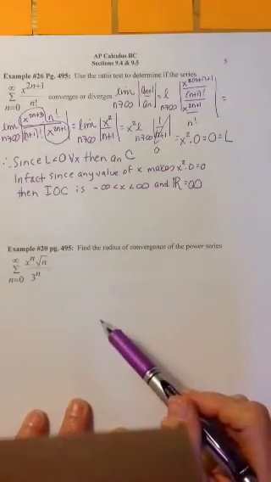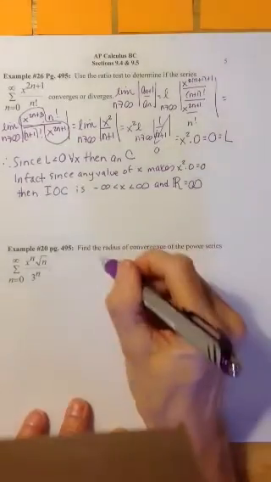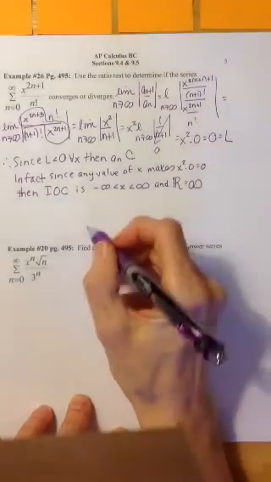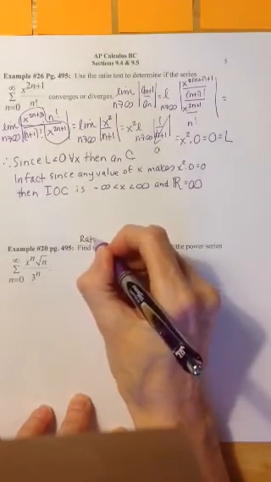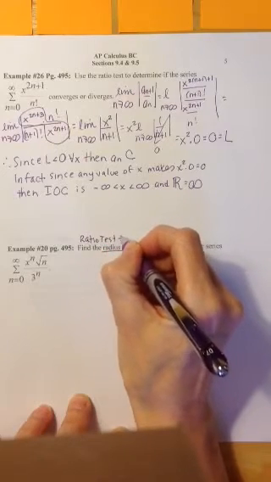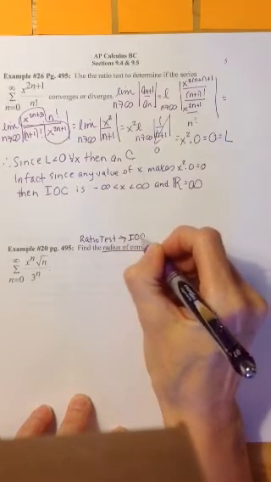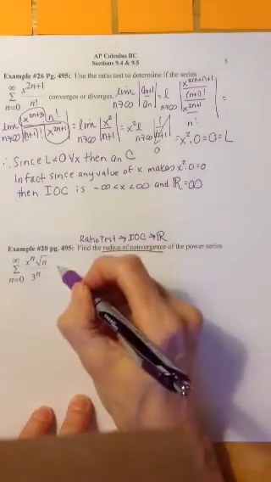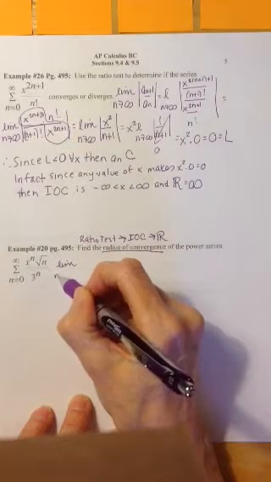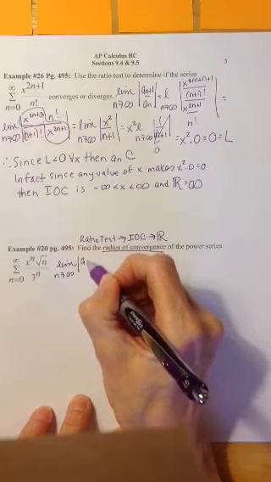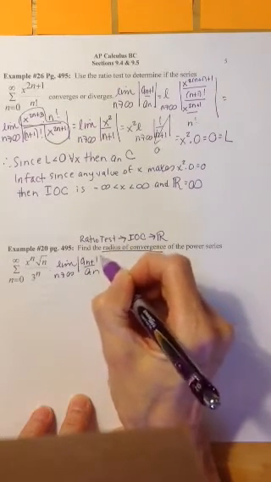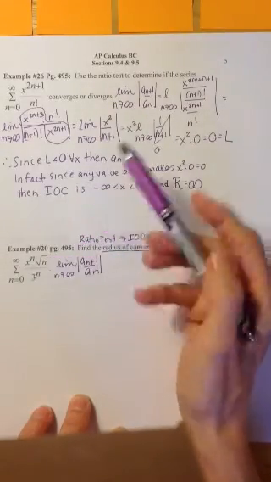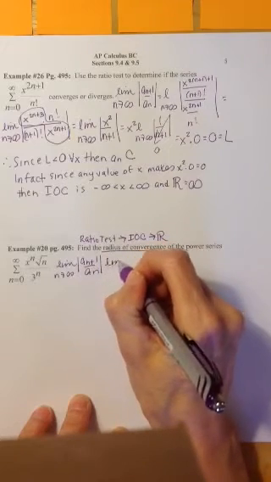Let's move on to the next example. This time we're asked to find the radius of convergence. When you're faced with this situation, you're going to run the ratio test. This will give you the interval of convergence, and then from the interval of convergence you can find the radius of convergence. So we're going to take the limit as n goes to infinity of a sub n plus 1 over a sub n. Again, everywhere we see an n, we're going to replace it with n plus 1 for the a sub n plus 1 part.